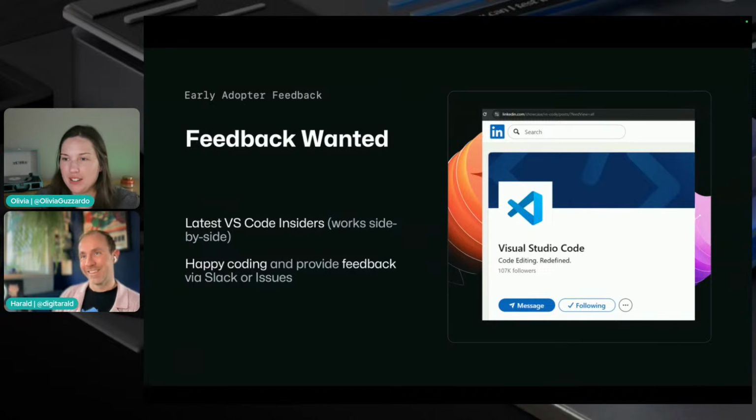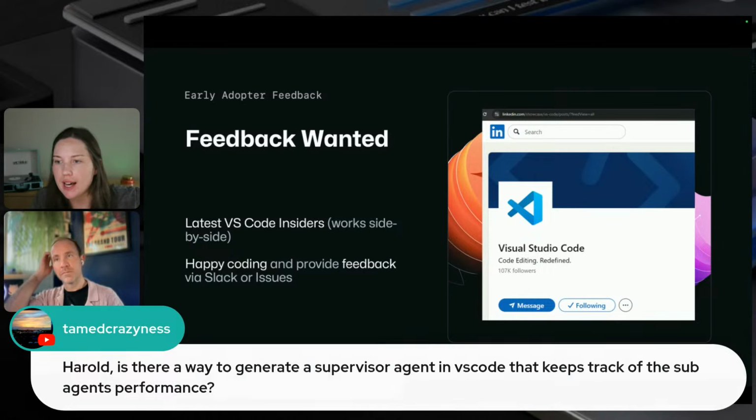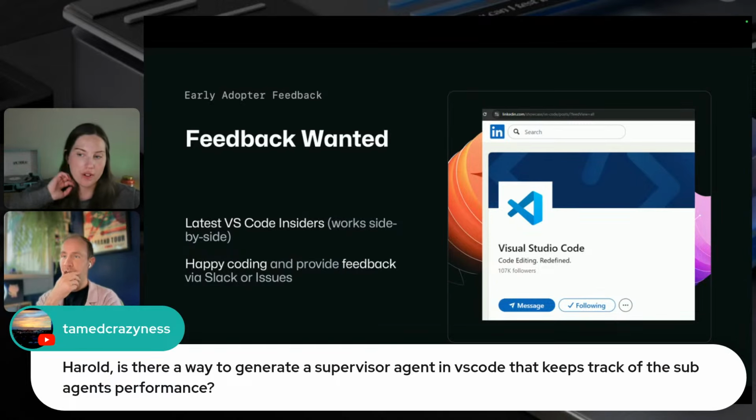Cool. That was awesome, Harold. There's a lot of really cool things in there. There is one question from Tamed Craziness asking, is there a way to generate a supervisor agent in VS Code that keeps track of the sub-agent's performance?